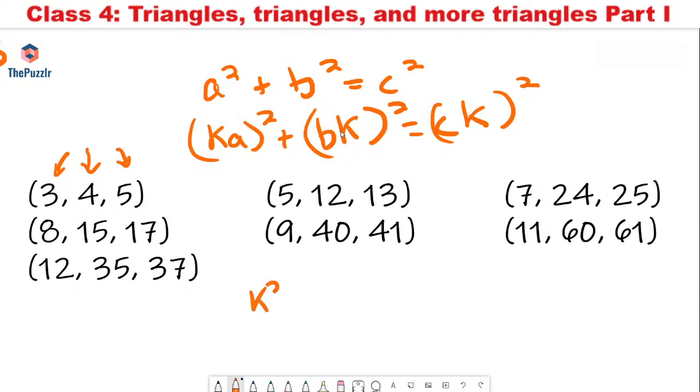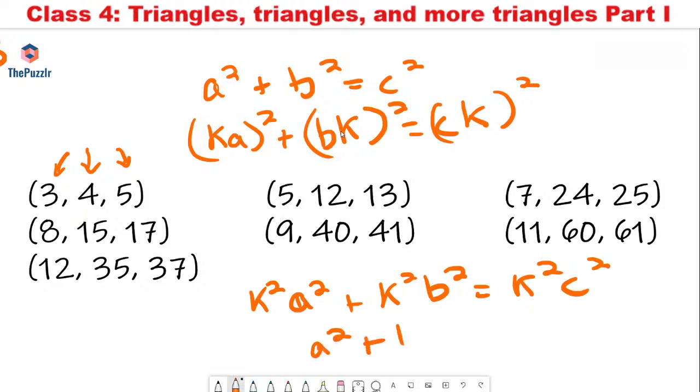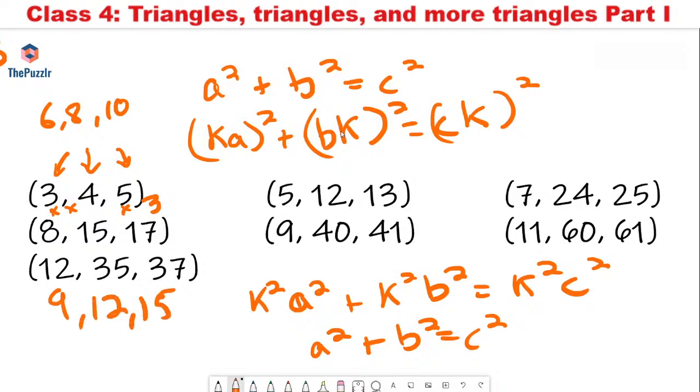We're going to get k squared, a squared, plus k squared, b squared, equals k squared, c squared. And a lot of you probably see this. You can divide all the terms by k squared to once again get a squared plus b squared equals c squared, which we know is true. So that just tells us that, for example, 6, 8, 10 is a triple, right? If I multiply each expression by 3, then I get 9, 12, 15. That's also a triple, and so on.